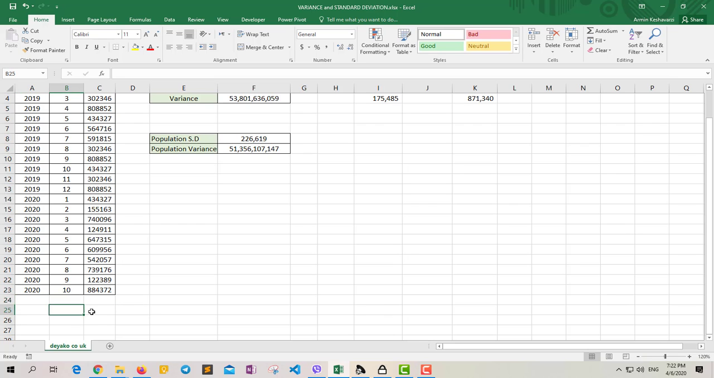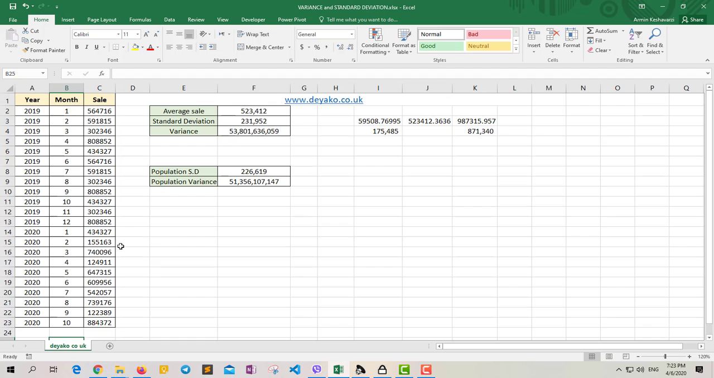So for example, right now my sales will be continued for the next months of 2020. In month 11 they will continue, in month 12 they will continue, and in the next year. So these sales data are coming from an unlimited data set, so I have to use the standard deviation S. But if your data set does not come from a larger data set, you can use .P, which means population. You will use the population standard deviation when you have all your data here in Excel.